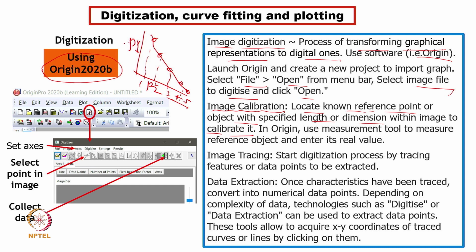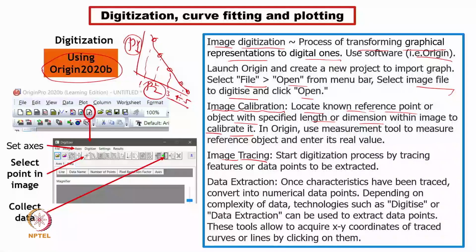So the overall results can be presented in real data which have been utilized for the P1 and P2 curve. Once we have done a calibration of 4 data, 5 data, 10 data, then we trace the image, so that the whole digitization process starts. That means initially we need to do some manual work and then the system or software will do its own and extract the data. Once the characteristics have been traced, they are converted into numerical data points. Depending on the complexity of the data, technology for digitizing or data extraction can be utilized.